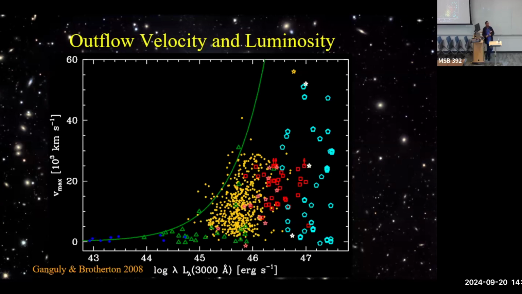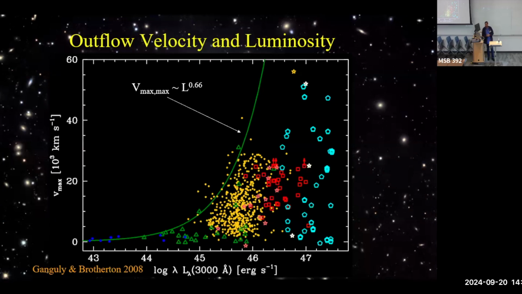What I want you to notice here is that there are no points here. Nothing. So what we're plotting here is the velocity and the power in light. Okay? There's nothing here, absolutely nothing. This green curve here is not a fit. It's just plotting velocity goes as luminosity to the 2/3 power, based on some theoretical arguments.